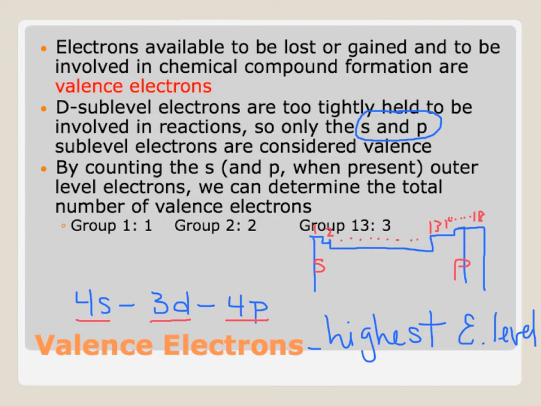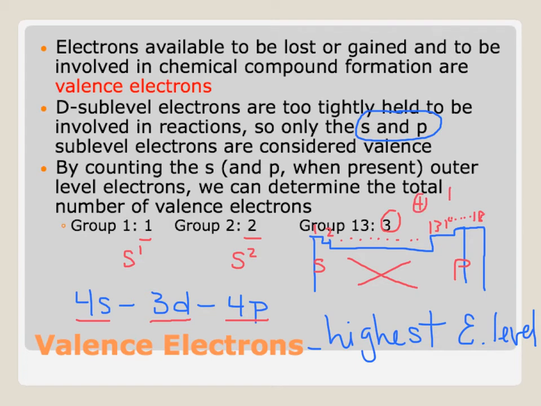All group 1 elements have one valence electron. It's the S1. Remember, we talked about that in the last chapter. The group 2 elements all have 2 valence electrons. They're both in S2. Then we skip the transition metals because those are D block elements. Then we get over to group 13. Group 13 has 3 valence electrons. Group 14 has 4 valence electrons.